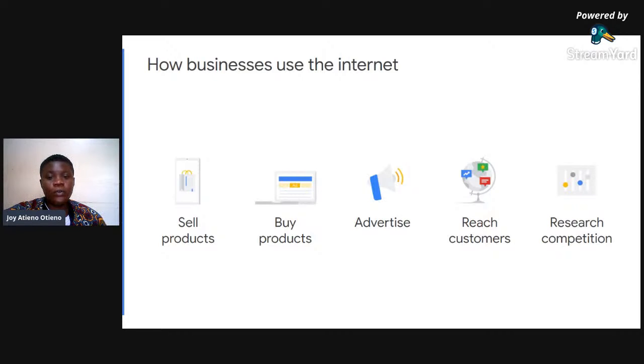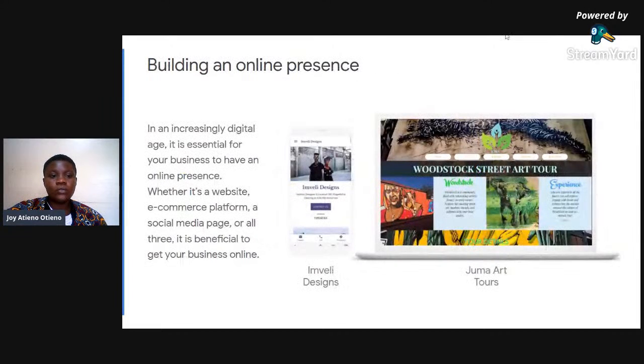And then number five, you are able to research your competition. Going online is about identifying your unique selling point and then using it to position yourself above your competition. So let's look at how to build your online presence.